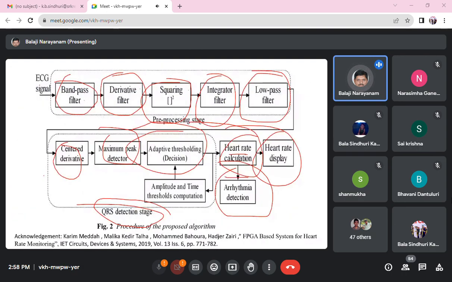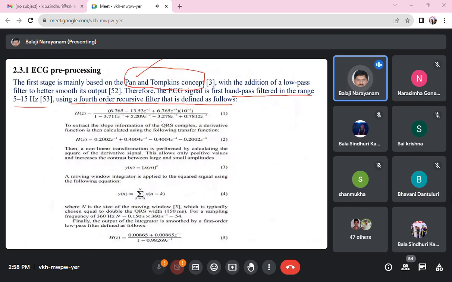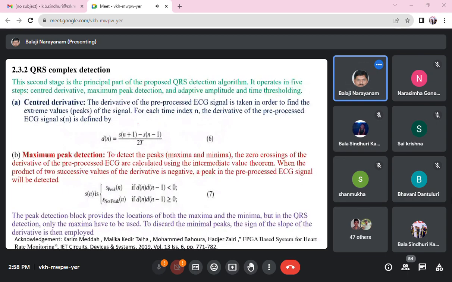You observe the centered derivative, and the corresponding centered derivative equation is given here, and then maximum peak detection. So how do we detect? You observe that we calculate this centered derivative d of n equation. If d of n with d of n minus 1 is less than 0, we'll say it's a peak.